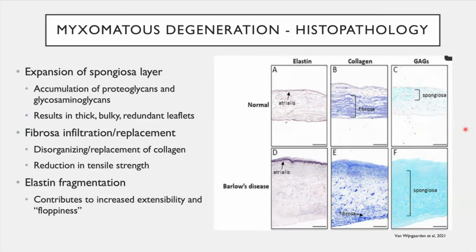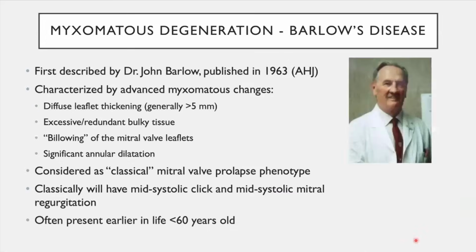We also get infiltration and replacement of the fibrosa segment, which results in disorganization and replacement of collagen, and therefore reduces the tensile strength, which gives us that floppy appearance of the cords and the valve leaflets. And then lastly, we get elastin fragmentation, which contributes to the increased extensibility and floppiness of the valve. And so we can see these changes on this bottom slide here with classic Barlow's disease.